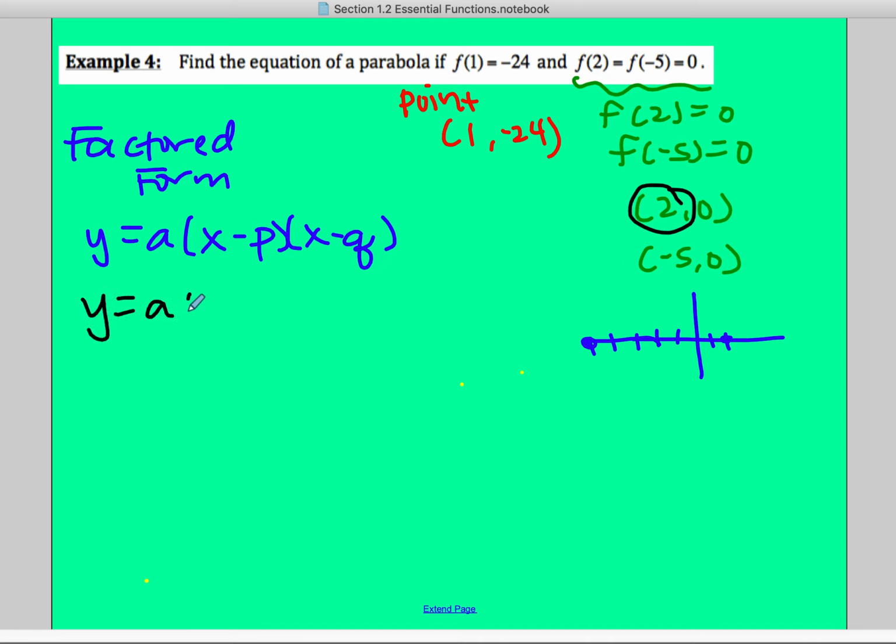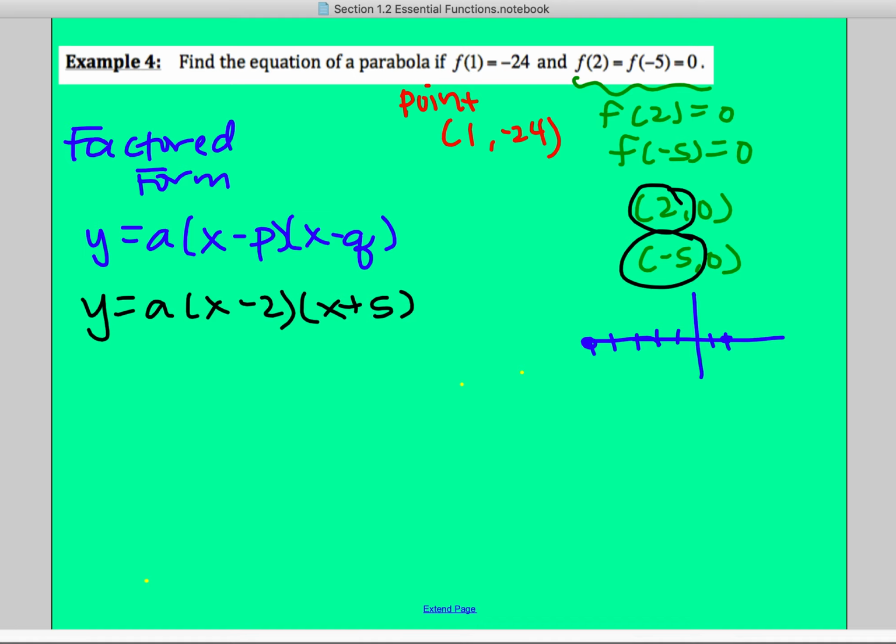So I'm going to plug in my first 0. So x minus 2. And then in order to get my other 0, in order to get an answer of negative 5, it'd be x minus a negative 5, so x plus 5. Or you could say to yourself, what would I have had to have in parentheses when I set it equal to 0 to get an answer of negative 5? So here it is in factored form. However, I don't know what a is, so I need to figure out what a is.